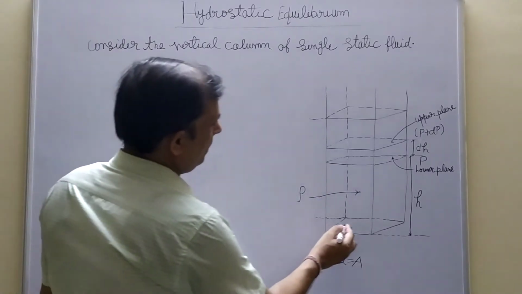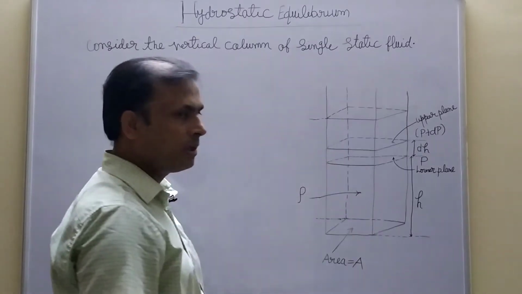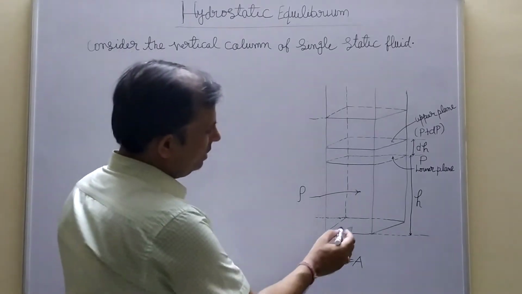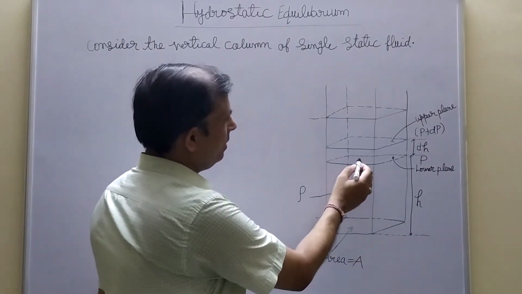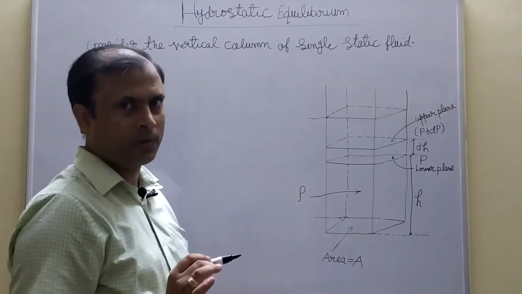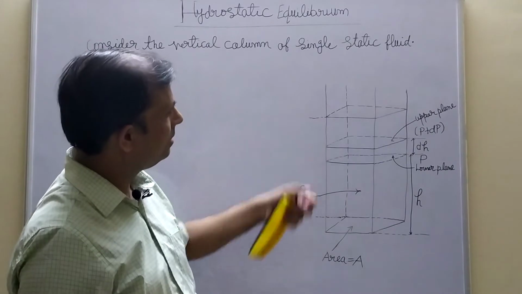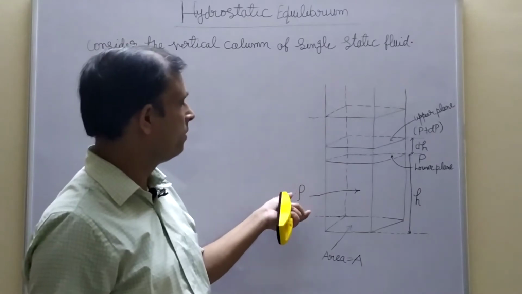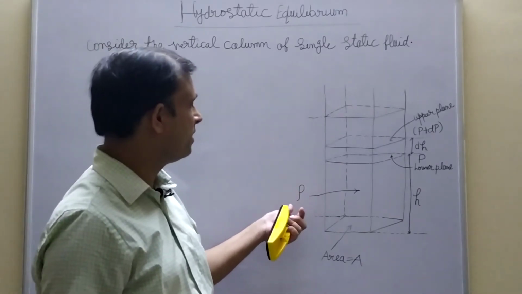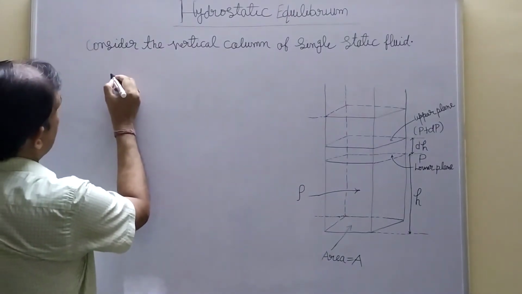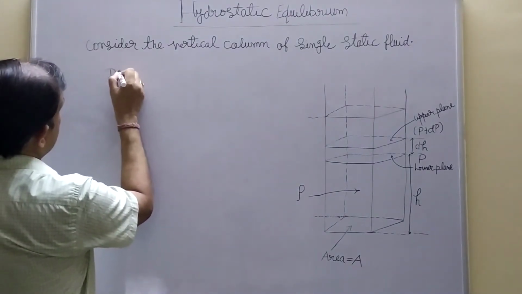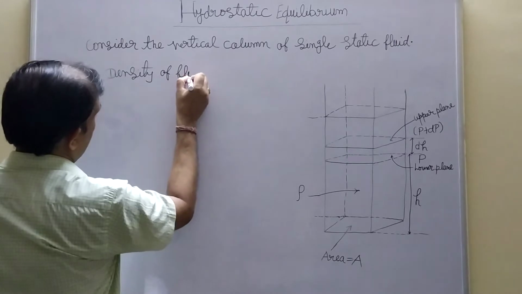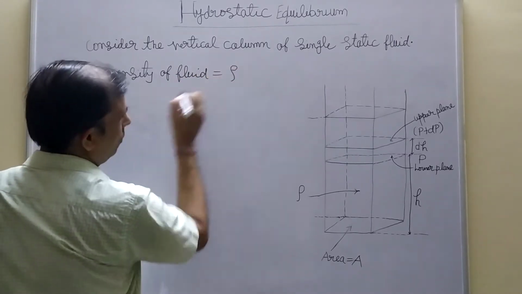Suppose this is the first plane, this is the second, third and fourth. Here we are considering that the area of each plane is equal: the area of this plane is A, and of this plane is A. And this column is made by the fluid, so the density of the static fluid is rho.